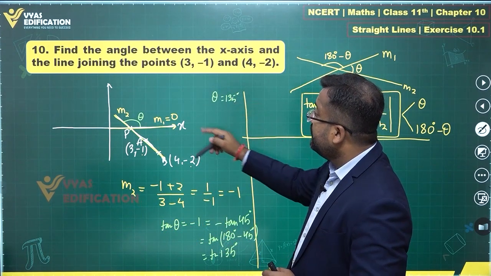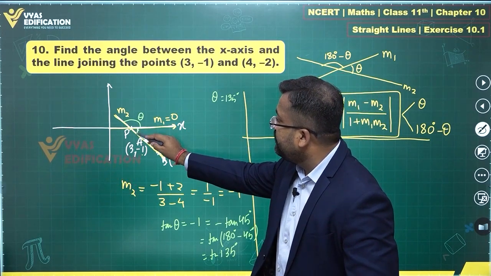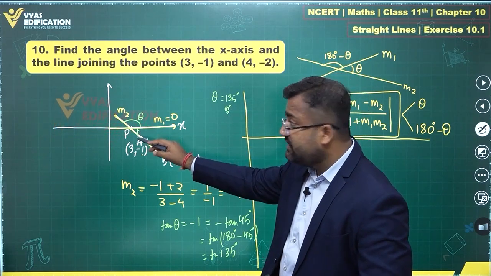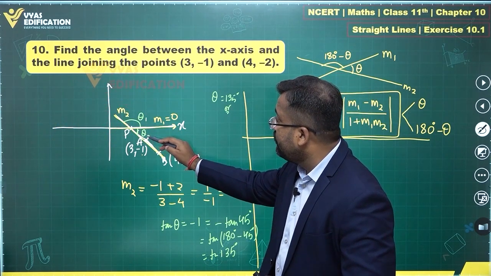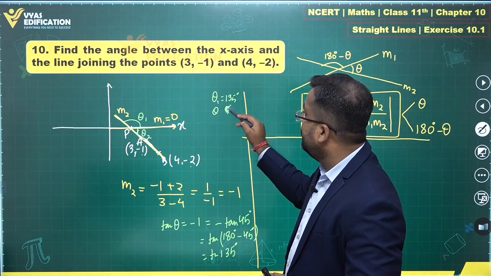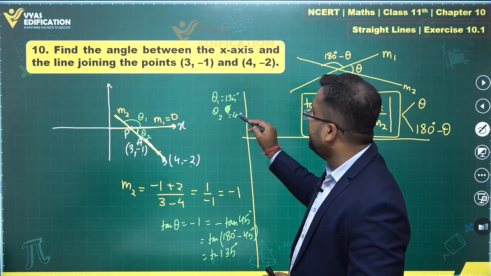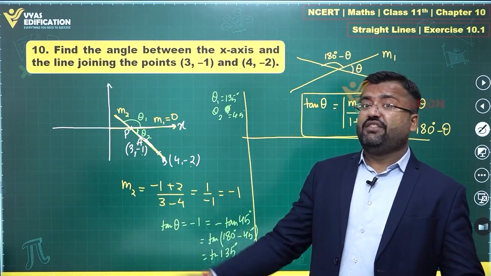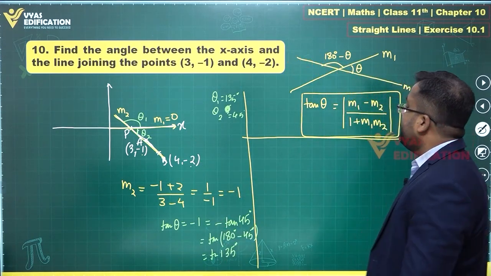Pretty interesting. The other angle will be 180 minus theta, which is 45. This is theta 1, and this becomes theta 2. Theta 2 becomes 45 degree. Those are the angles made by this line with the positive x-axis, with the x-axis in general.